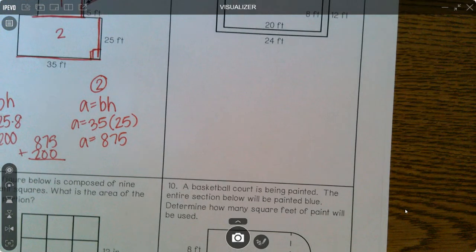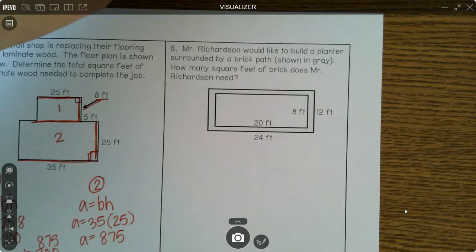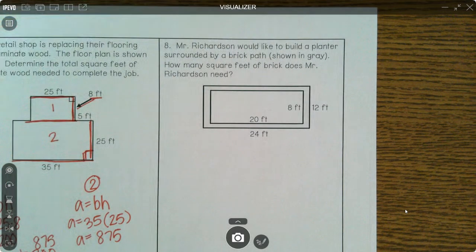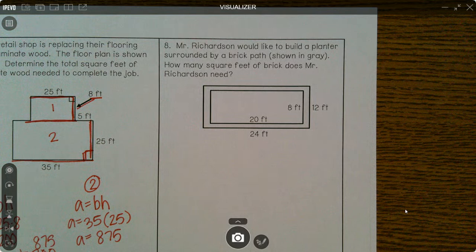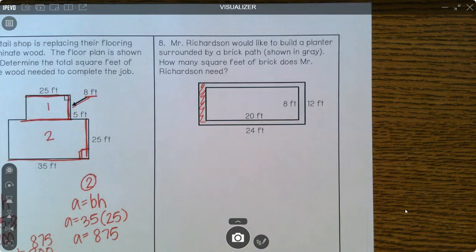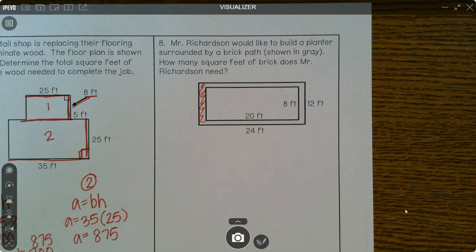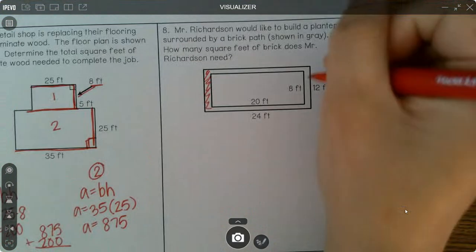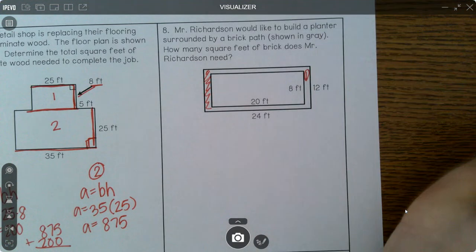All right, looking at number 8. Mr. Richardson would like to build a planter surrounded by a brick path, shown in gray. So this is actually my brick path, the outer edge. How many square feet of brick does Mr. Richardson need? Okay, so again, I have 2 figures. So what I want to do is find the area for both rectangles. So I'm going to say that this is shape 1.